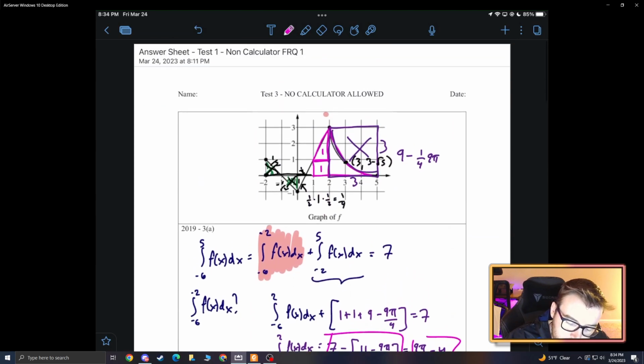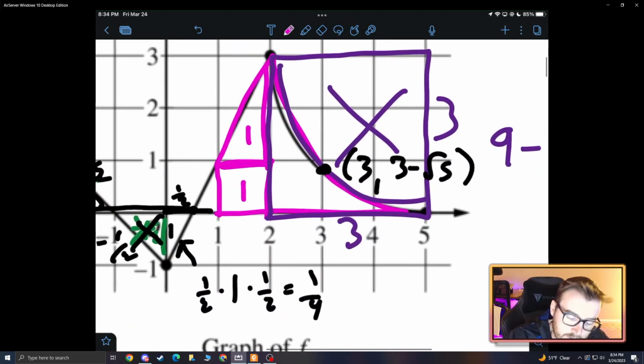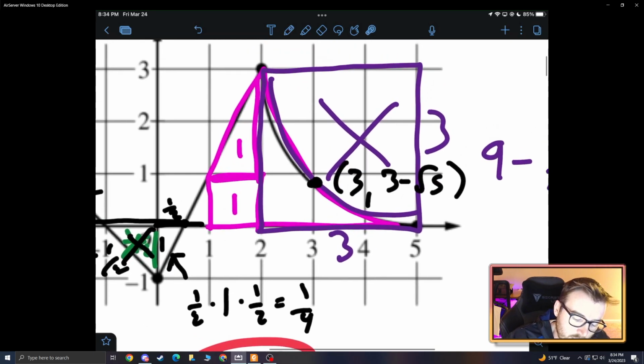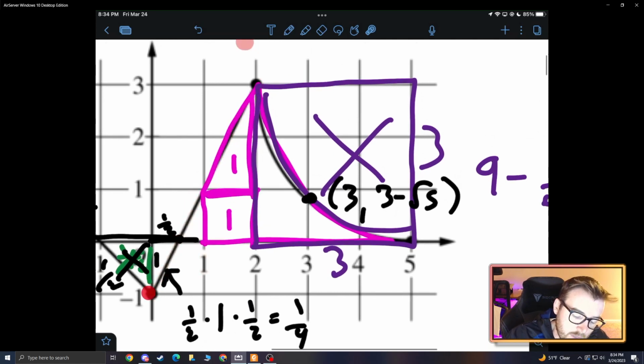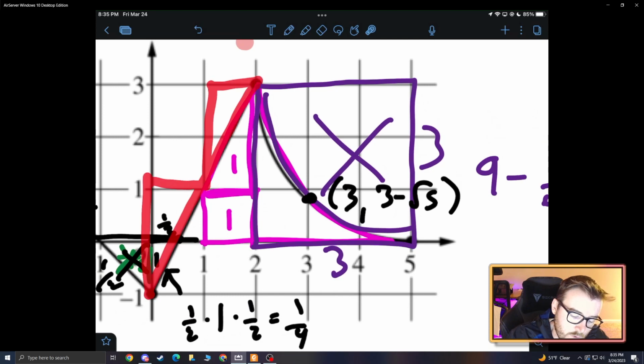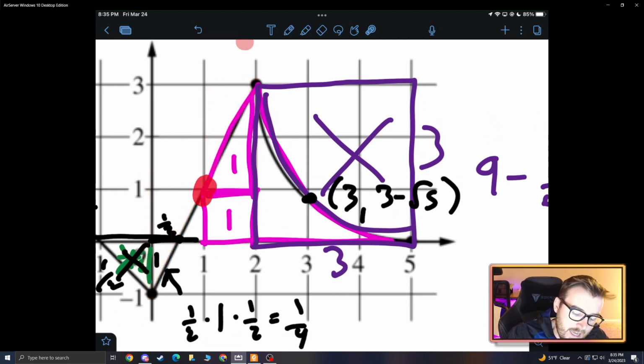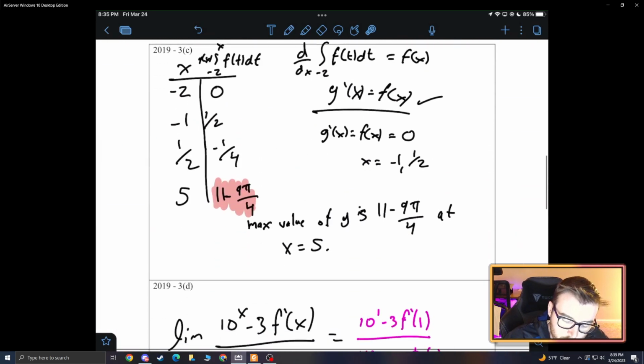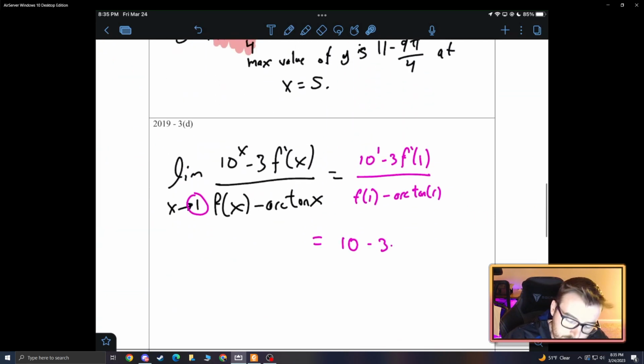F prime of 1 can be found by looking at the graph. So this is f. What is the slope of f at x equals 1? Well, f is a line at x equals 1. And the slope of said line is up 2 over 1. Up 2 over 1. So the derivative at x equals 1 is simply 2. F prime of 1 is 2 because the slope of the line is 2.